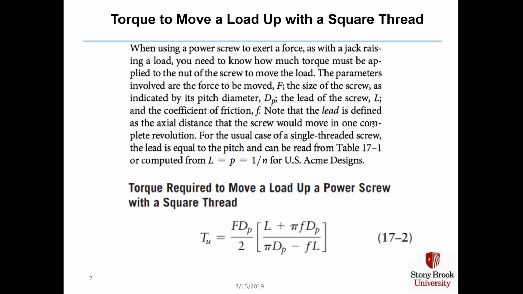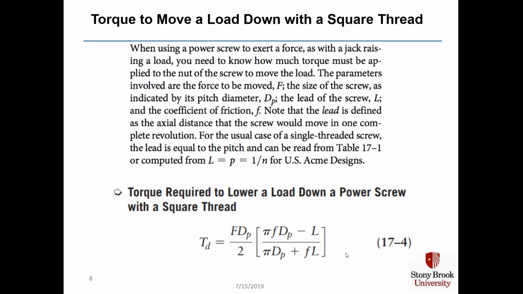The parameters involved are the force F that you need to move, which if you're moving up is often just the weight of something. The size of the screw thread is indicated by its pitch diameter, d sub p, the lead of the screw L, and the coefficient of friction f. And here's the equation on the bottom, which involves all those parameters.